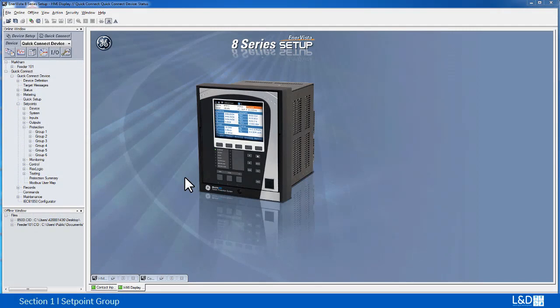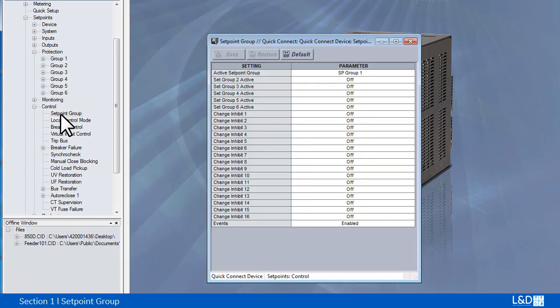In the protection modules, we learned there are 6 setpoint groups in the protection element. By default, setpoint group 1 is active. So how can we switch to the other set group? It is controlled by the setpoint under Control, Setpoint Group.